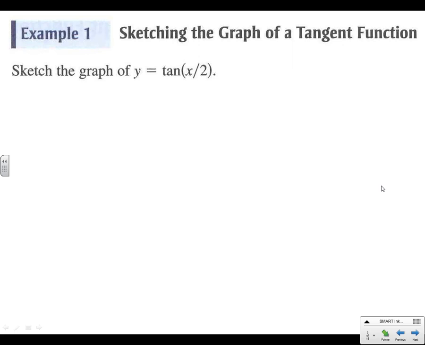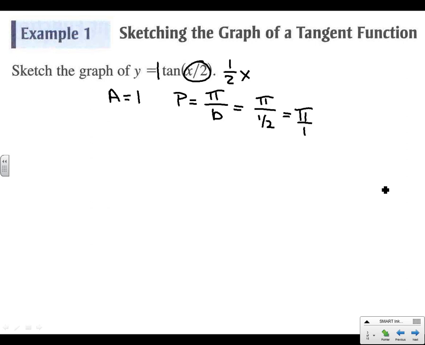Let's try this. Let's go ahead and try to graph y equals tangent of x over 2. So right away, I'm going to look for the number in front of tan. That's 1. So I know my amplitude is 1. My period normally would be pi, but I need to divide by b. And b is this number in with x. And so if we think of this as 1/2 x, then we're going to say pi divided by 1/2, or pi over 1 times 2 over 1, so we'll get a period of 2 pi.